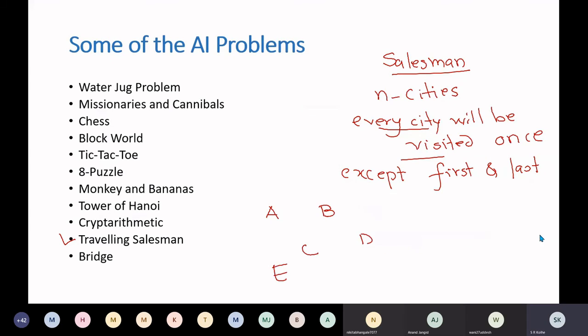Suppose the salesman has started from city D. Suppose he has visited C, then he may visit B, A or E. Suppose he has visited E, then he may visit A or B. Suppose he has visited A, then after that he will visit B and again D, the starting city. So the round trip the salesman has made is D, C, E, A, B and again D.